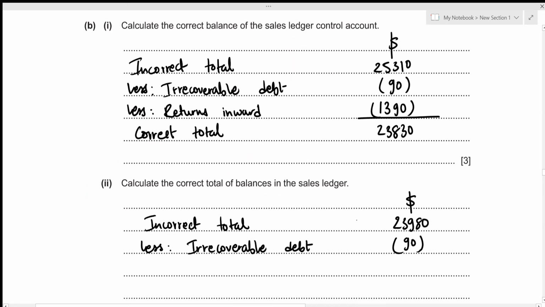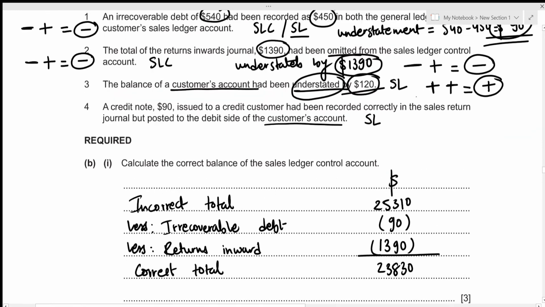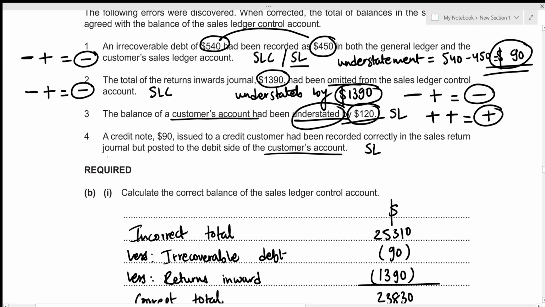Let's do that. So that's plus understated balance amounting to 120. Okay, then we have our last error which affects the sales ledger.